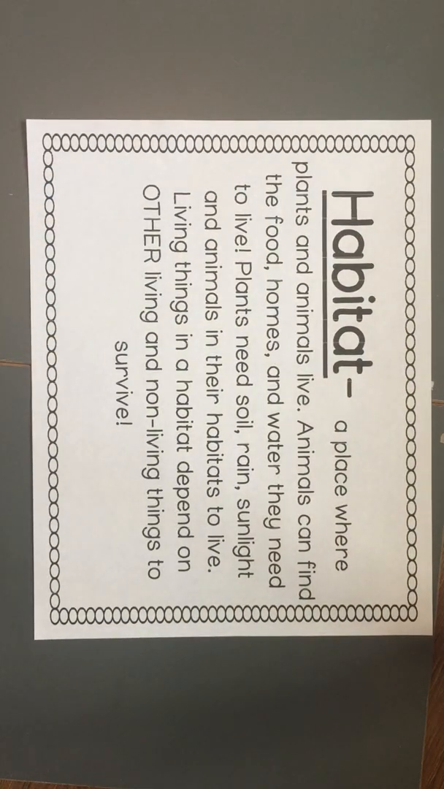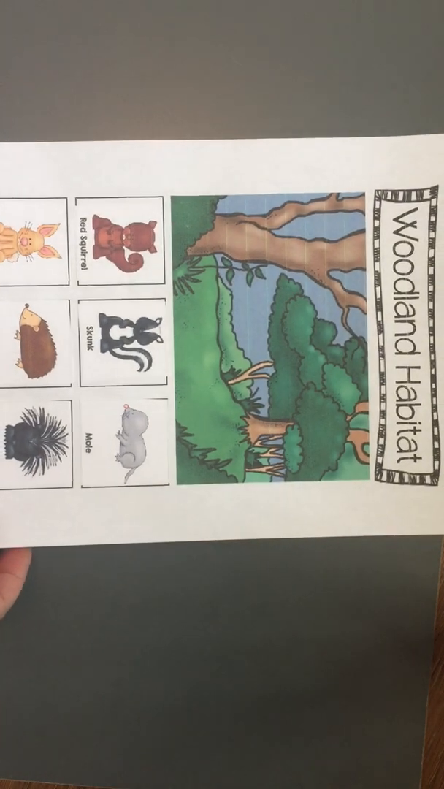So again, a habitat is a place where plants and animals live. Animals can find the food, the home, and water that they need to live. Plants need soil, they need rain, they need sunlight. Animals and their habitats need other things like food. They also need sunlight. Living things in a habitat depend on other living and non-living things to survive. So, let's talk about some of these habitats.